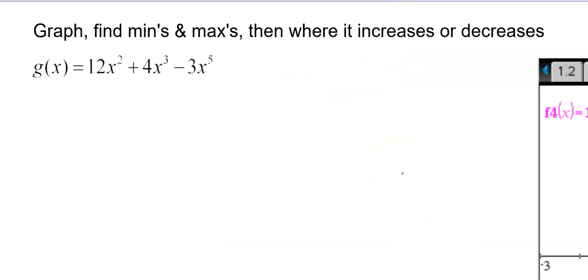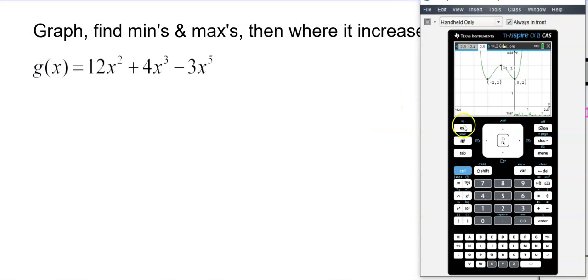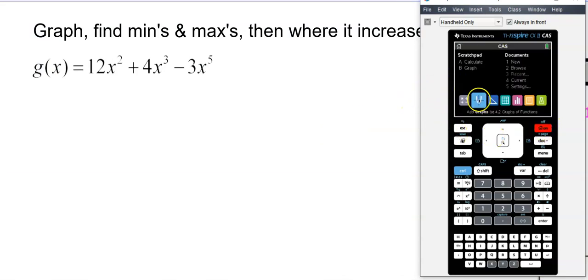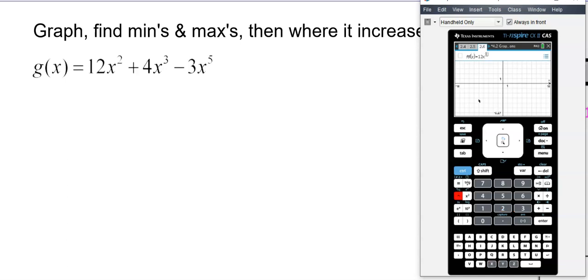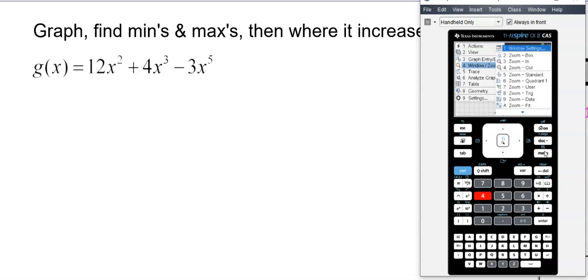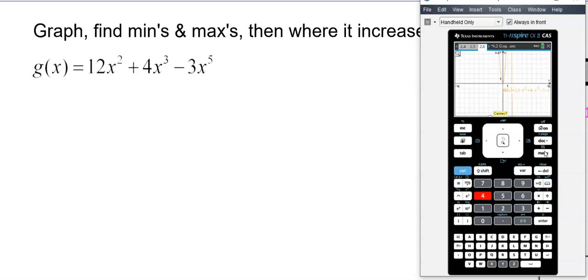So you try this one on your own, go ahead and graph it in your calculator. I'm going to go ahead and skip that step. Well, let's do it, sure. So if you hit the home key, go to graph, 12x squared plus 4x to the third minus 3x to the fifth. Wow, pretty intense graph. Kind of see it goes up and down. I'm not sure what it does. So let's go menu, window zoom, zoom out for a minute.